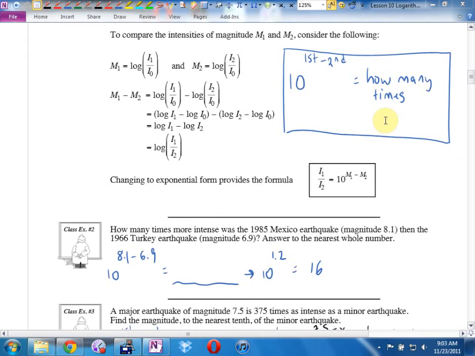We said, as it turns out, when you're looking at how sound works, how earthquakes work, how pH works, a difference of 1 actually means 10 times stronger. So an earthquake of Richter scale 3 and an earthquake of Richter scale 5, it's not 5 take away 2, twice as strong, it's 10 to the 2, 100 times as strong.